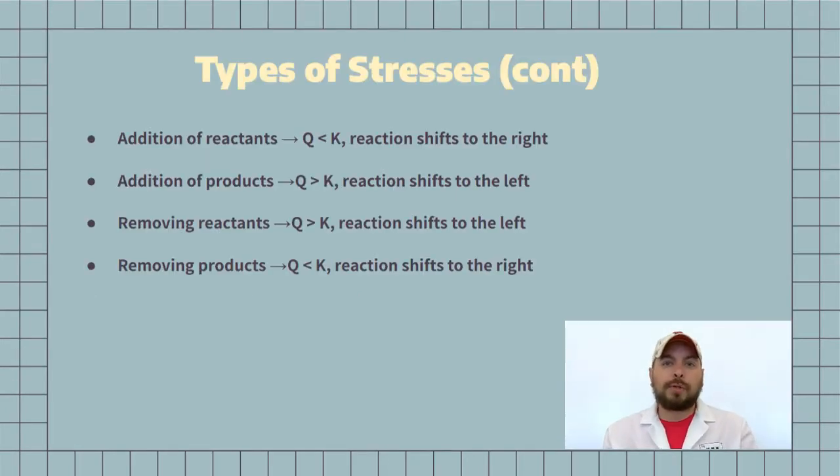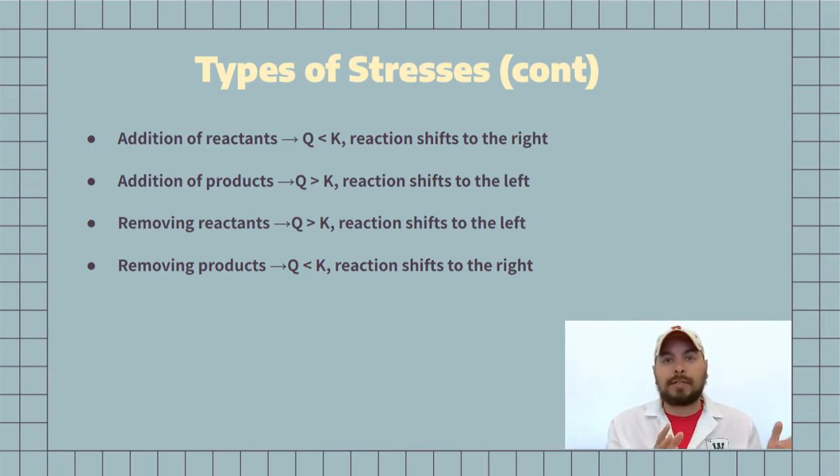The first stressor we're going to look at is changing the amount of reactants or products. If we directly add a reactant, so we increase the concentration or the pressure of a reactant, that is going to decrease the Q value because it increases the denominator, and it's going to cause Q to become less than K. This shifts the reaction in the forward direction. We can think about this like kinetics too. If we add a reactant, it increases the rate of the forward direction because collisions of the forward direction are going to happen more frequently.